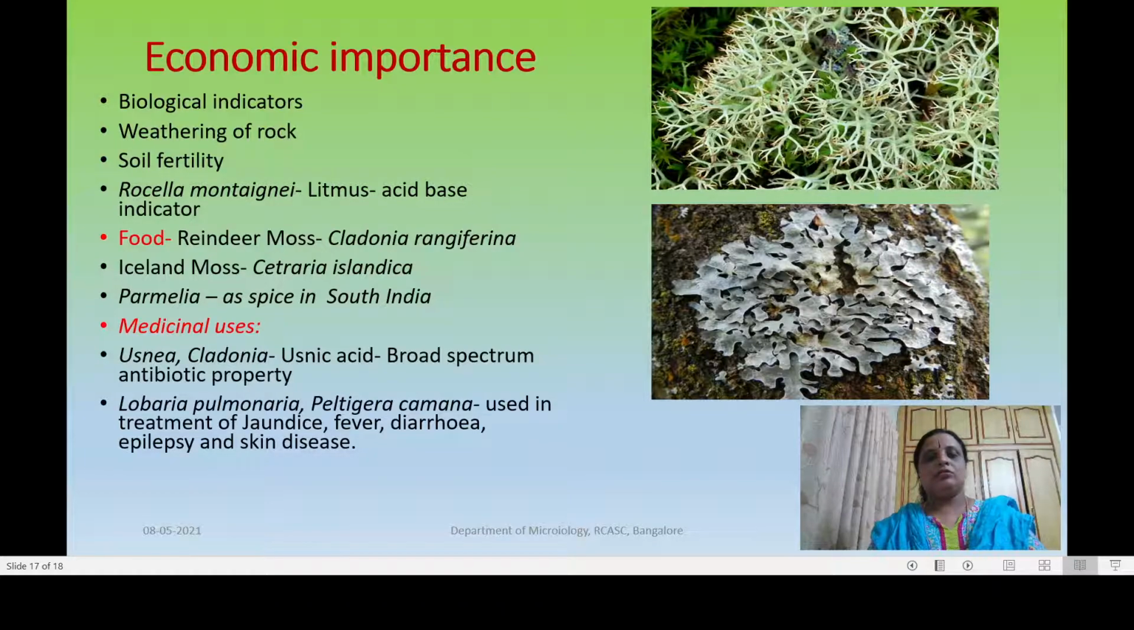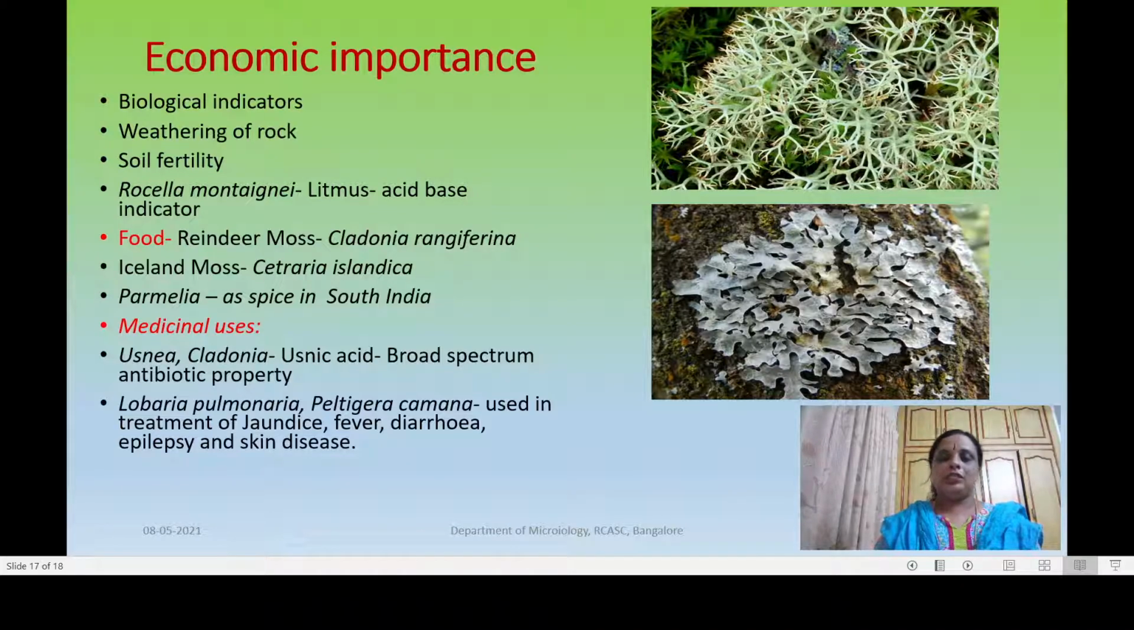These lichens are also used as food. There are certain lichens, for example reindeer moss, whose scientific name is Cladonia rangiferina. And you have Iceland moss, that is Cetraria islandica, and Parmelia species. This is one of the lichens extensively used as a spice in South India.